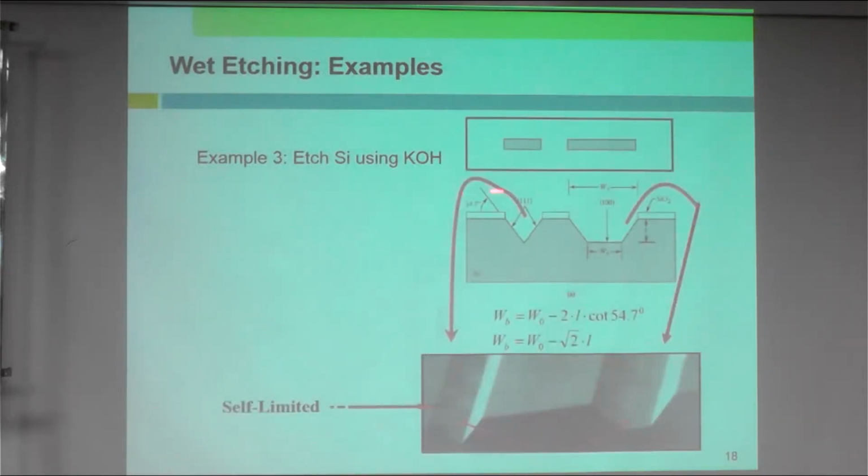For example, you can have this kind of structure, the 111 surface here. If you have a mask exposed here, then with this surface opening of the crystal orientation, you can have this kind of shape with wet etching. Okay, this kind of tapered silicon surface.